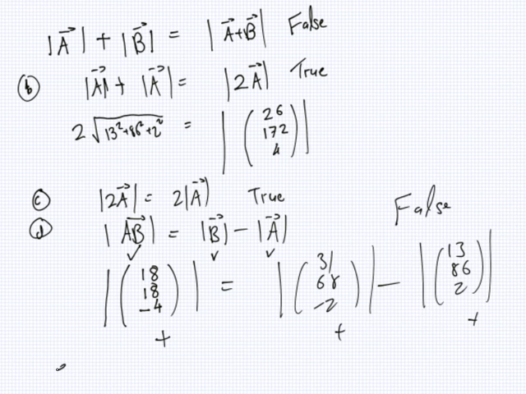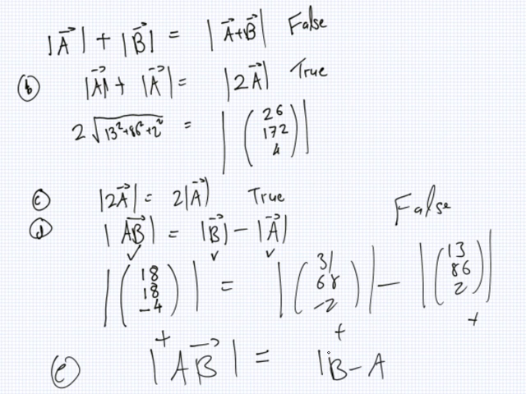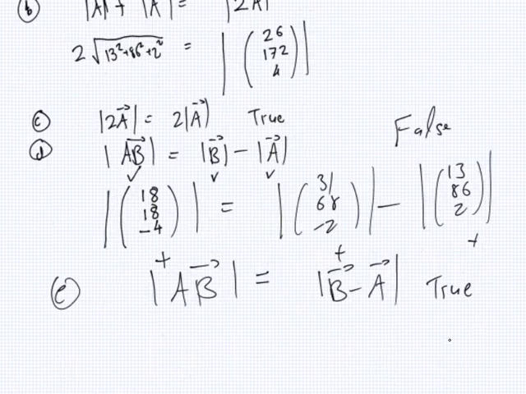And then the last one, E, is the length of AB equal to the length of B minus A? What do we think here? True or false? It's true, yeah. Okay, so let's see why this is useful.